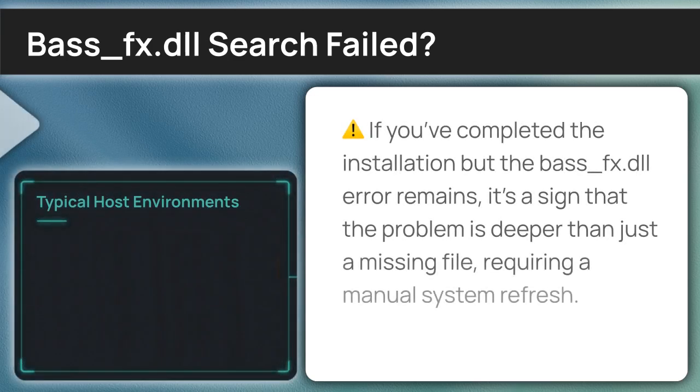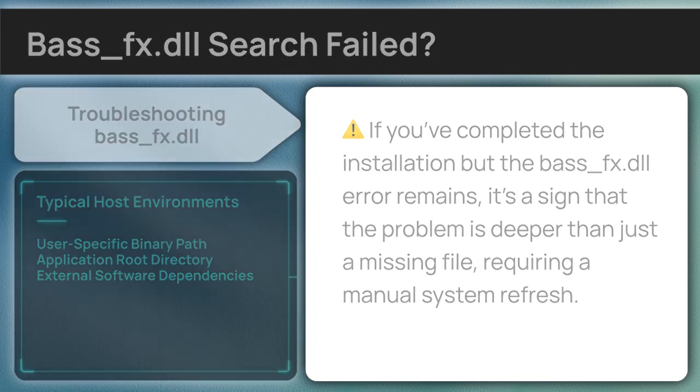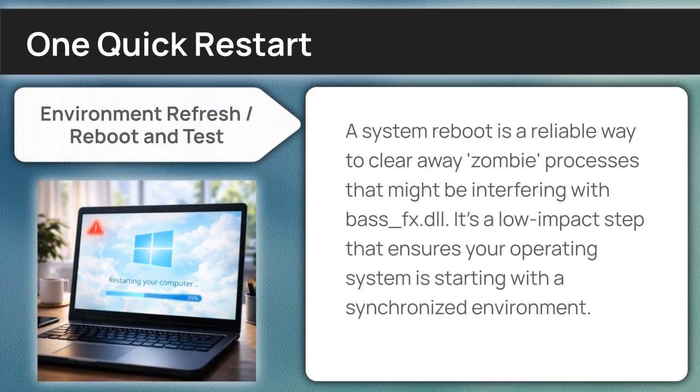Should the file remain missing after a reinstall, we need to ensure that the operating system is forced to re-index its shared library paths. A simple restart can resolve file-in-use errors that mimic a missing BAS FX extension message. It's a low-effort step that ensures your operating system starts with a clean execution stack.